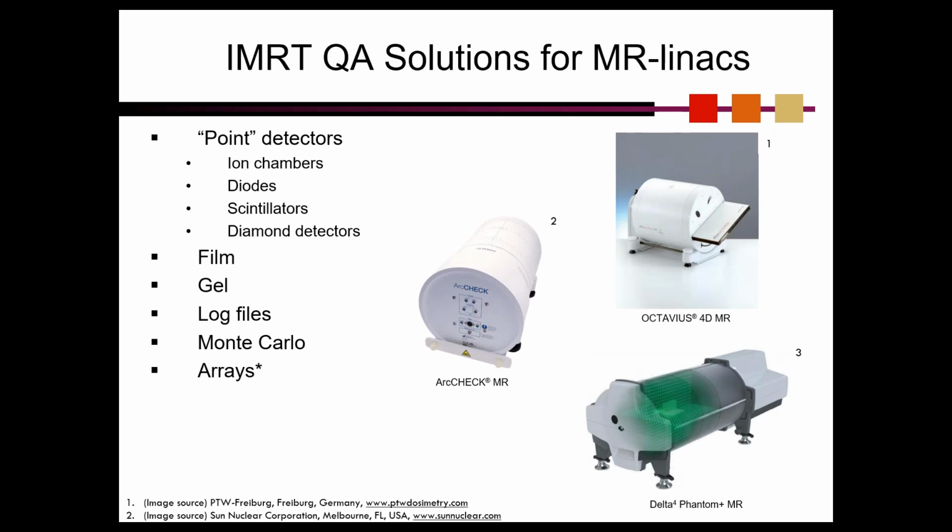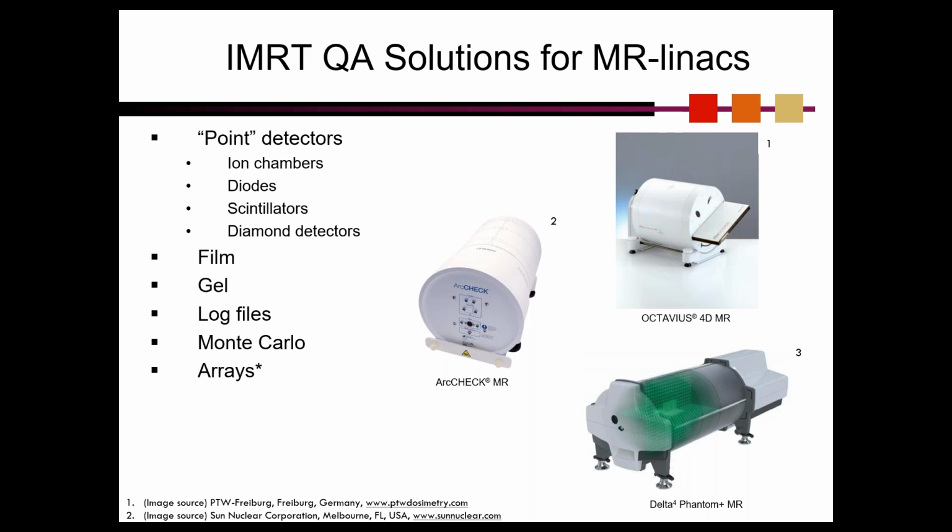So that brings us to the question of what kind of IMRT QA solutions currently exist for MR-linacs. A cursory glance at the literature will show that a large number of recent articles have explored many of the same IMRT QA detectors that we're already used to seeing in the clinic, such as ionization chambers, diodes, scintillators, diamond detectors, film, and gel. And there are also groups looking towards measurement-free solutions such as log file analysis and Monte Carlo.